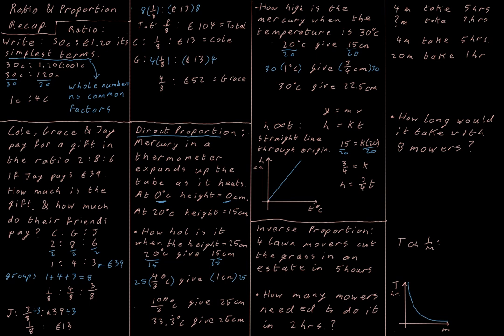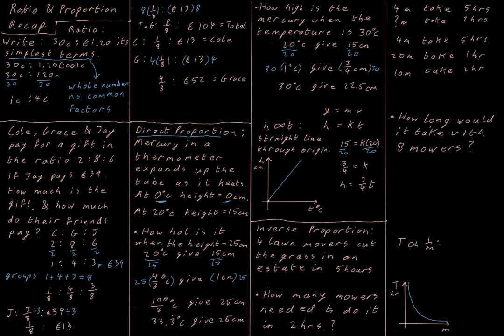And then if I need to know how many people would be needed for doing it in 2 hours, that would take half as many people. So for it to get done in 2 hours, that would take half as many people. So that would take 10 mowers.